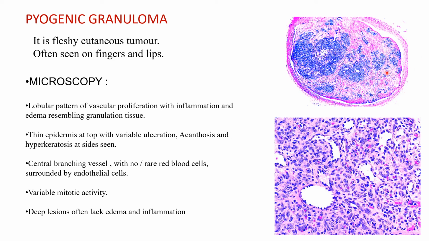Thin epidermis at the top, as seen here, with variable ulceration, acanthosis and hyperkeratosis at the sides may be seen. Central branching vessels with no or rare red blood cells surrounded by endothelial cells. Here these are the endothelial cells. Variable mitotic activity may be seen. Deep lesions often lack edema and inflammation.